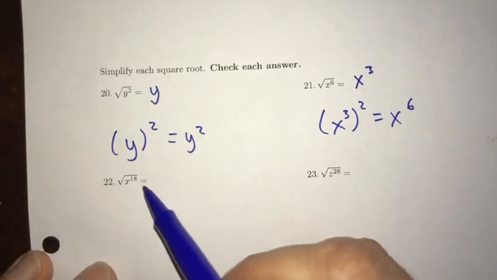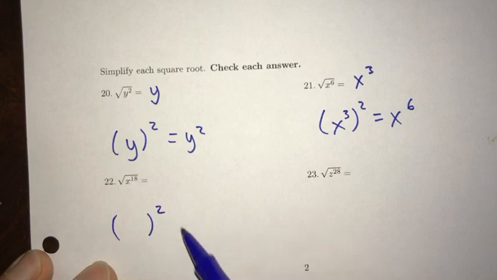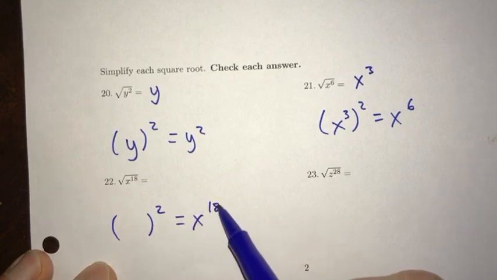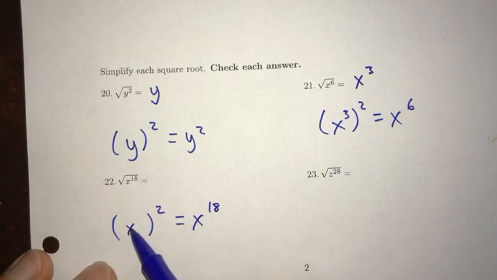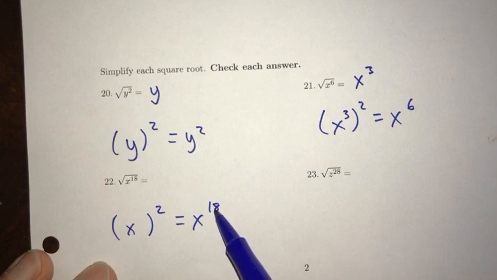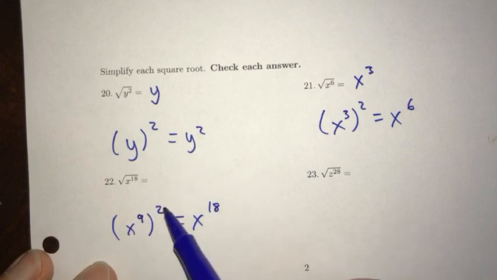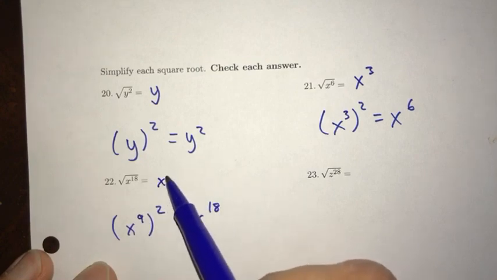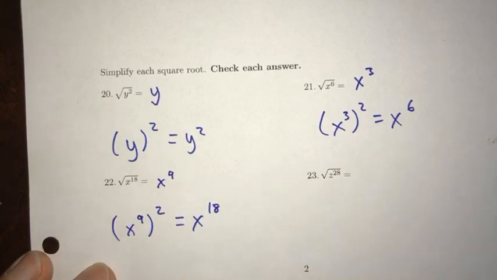What about here? Square root of x to the 18th. What would I have to square to get x to the 18th? Well, I think it would be x. Now, I know that these have to multiply to get 18. So I'm going to say that this is going to be 9 because 9 times 2 is 18. I'm going to say that the square root here is x to the 9th.